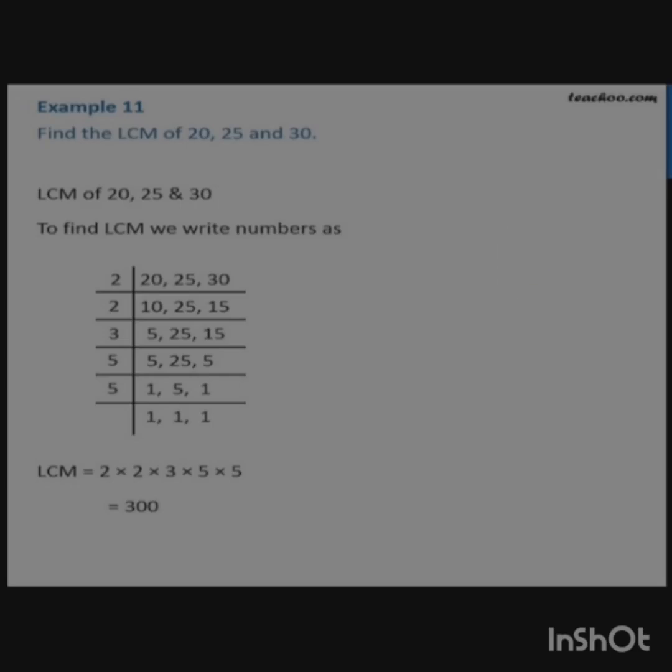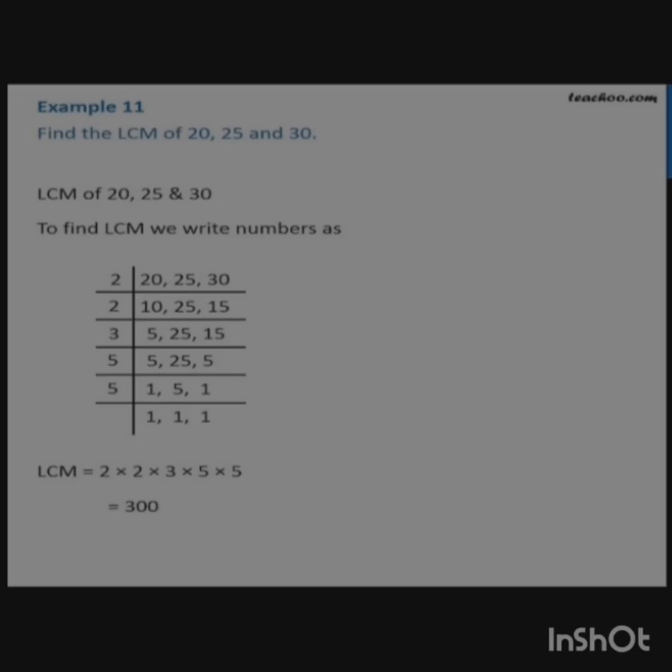So the numbers we have in the next row are 10, 25, 15. We use 2 because 2 can still divide 10. So you say 2 divide 10 is 5. 2 divide 25 cannot go. You write 25. 2 divide 15 cannot go. You write down 15. Next row we have 5, 25, and 15.